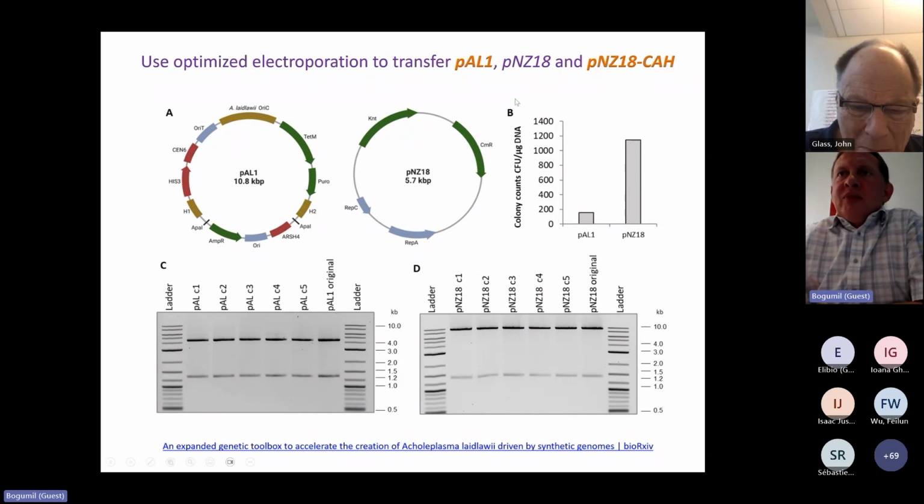So they were great. Now, we wanted to be able to deposit the plasmids to add genes, so we also created another version of pNZ18 with yeast elements. Those two, pAL1 and pNZ18, you will be able to get from Addgene.